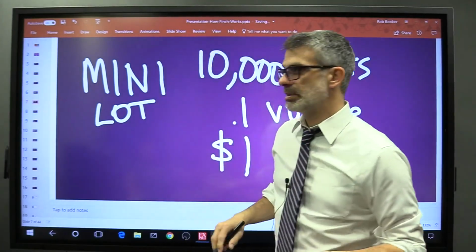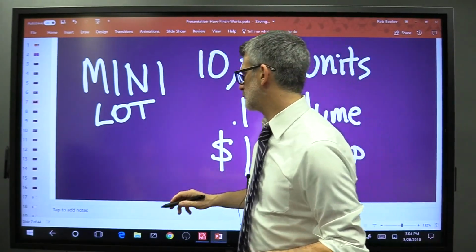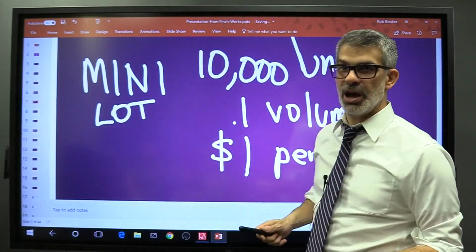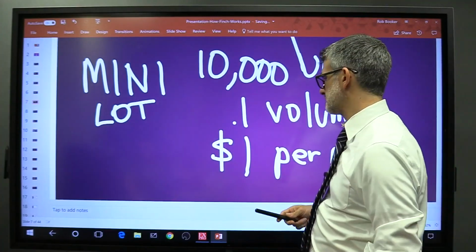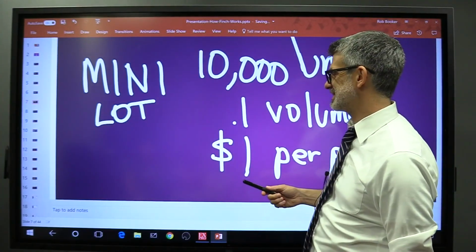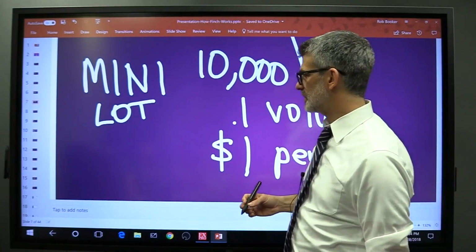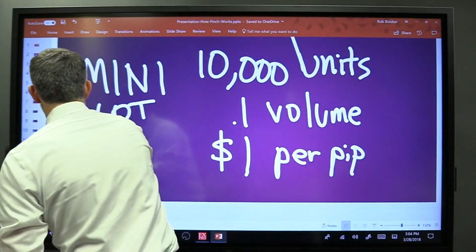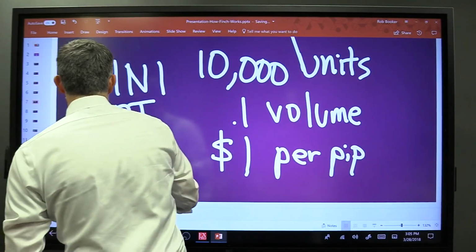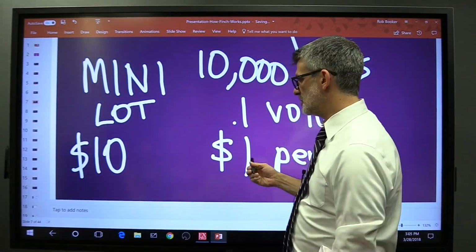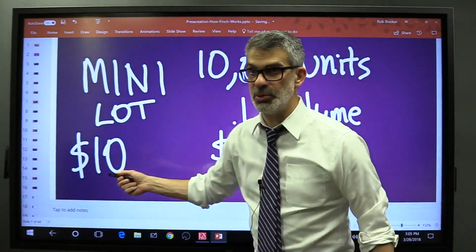Nate, how much money have you made? $100. 10 pips on a mini lot would be, I was going to say that was 100, but I guess I'm going to go with 10. It would be $10 because one pip is worth $1 and 10 of them would be worth $10.